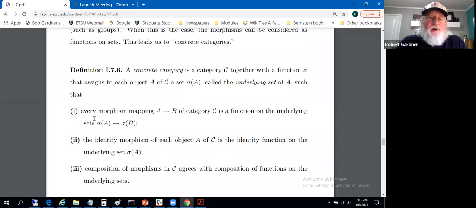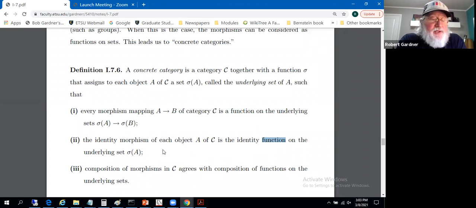So the requirements are: every morphism mapping A to B of category C is a function on the underlying sets, sigma of A being mapped to sigma of B. So the morphisms are functions, something more concrete to probably all of us. The identity morphism of each object A of C is the identity function.